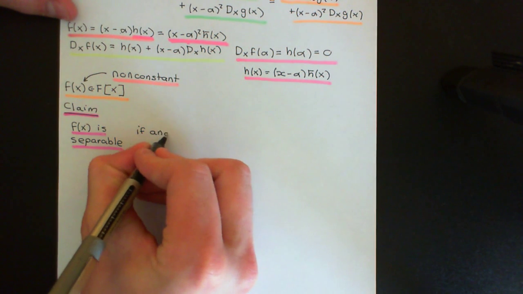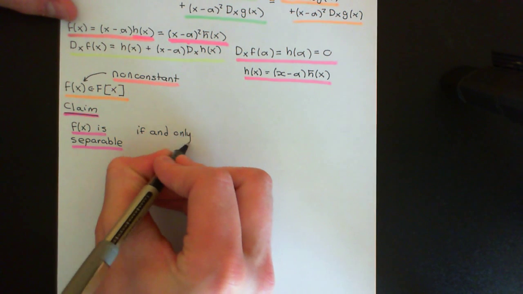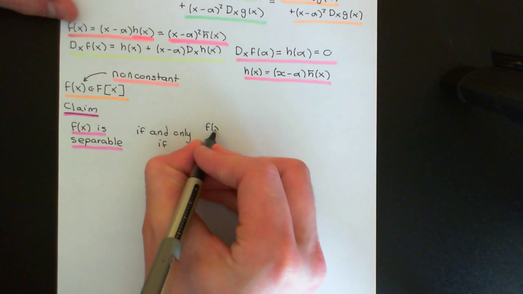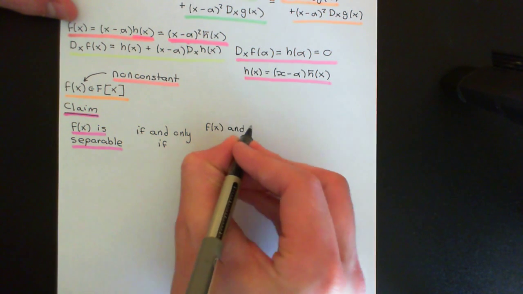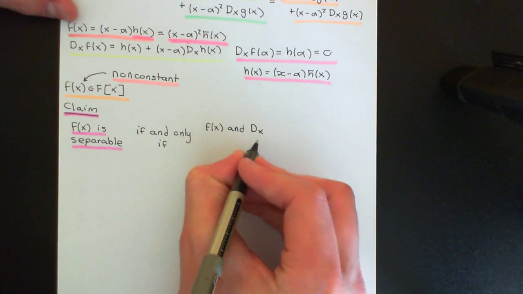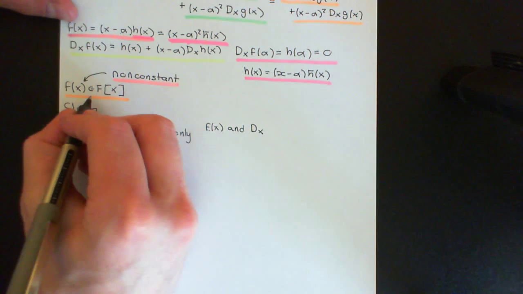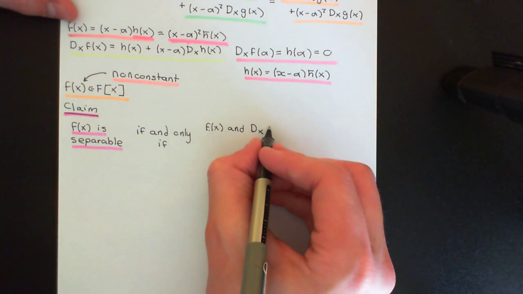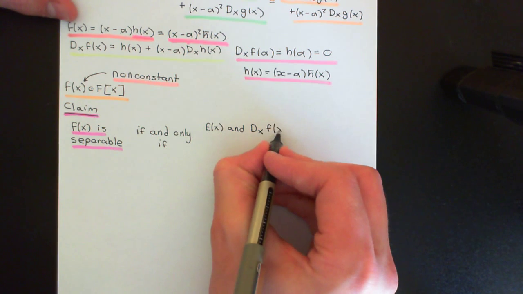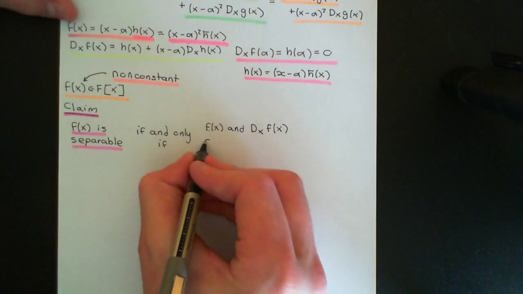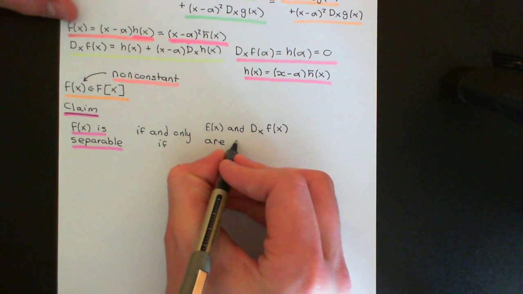If and only if, so they're two equivalent statements: f of x and its derivative, which, as I say, you can construct in the ring of polynomials over the field F. If f of x is from the ring of polynomials over the field F, then the derivative of f of x will also be in the ring of polynomials over the field F. And we need them to be relatively prime.